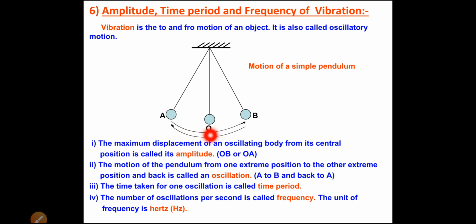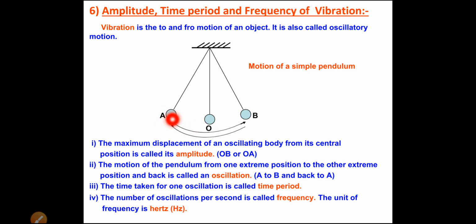So from A to B it will go, and then from B back to A. That will be calculated as one oscillation. So when this simple pendulum moves from position A to B and from B back to A, it completes one oscillation. Now whatever time is taken to complete one oscillation is called the time period, and the number of oscillations per second, meaning how many oscillations are completed in 1 second, is called frequency.